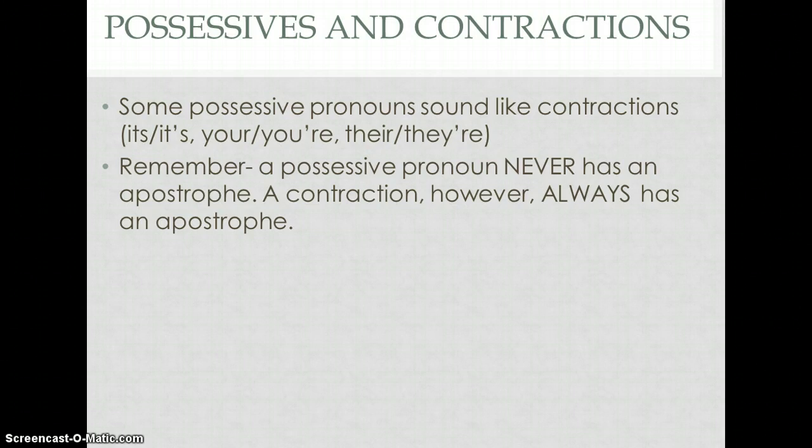Remember, a possessive pronoun never has an apostrophe. A contraction, however, always has an apostrophe. So you have to think about what you're saying and notice how this is a possessive pronoun, never has an apostrophe. A possessive noun, as you learned in chapter 2, does, but we're talking about pronouns. They will never have an apostrophe, and that's why it can get a little confusing. Just remember, possessive pronouns do not have an apostrophe. Contractions always have one. And think about how you're writing the sentence.